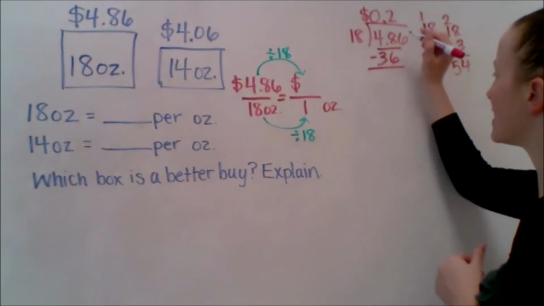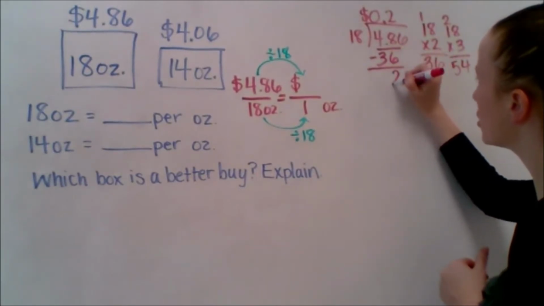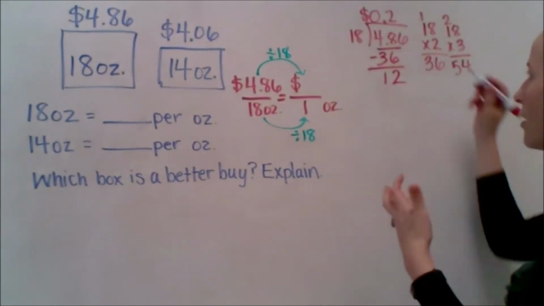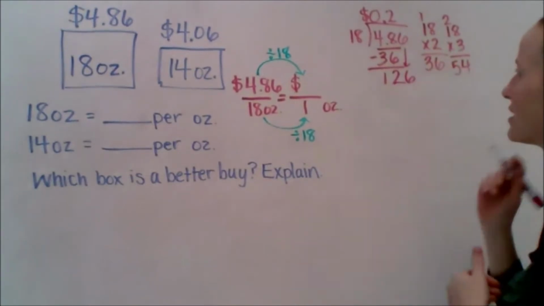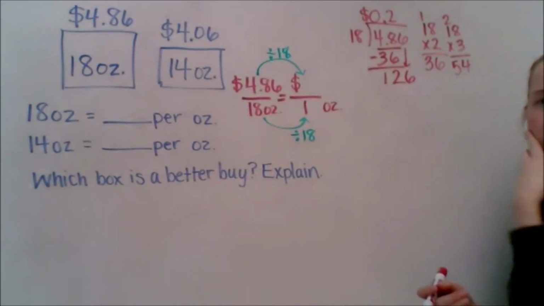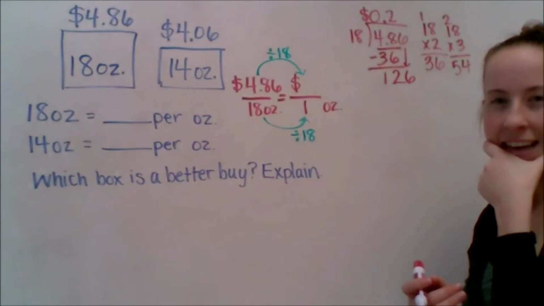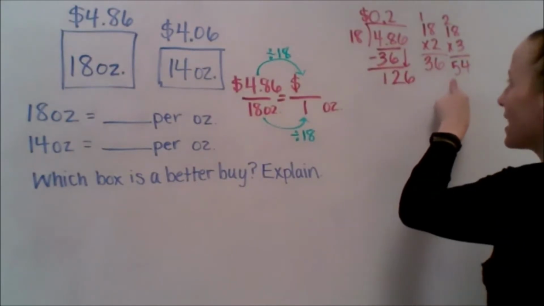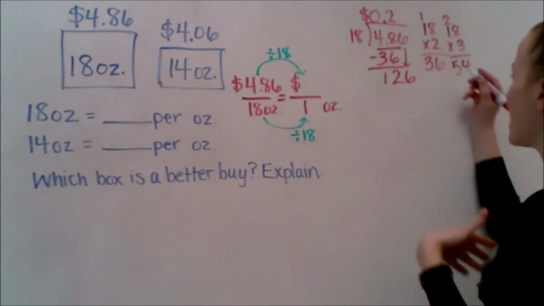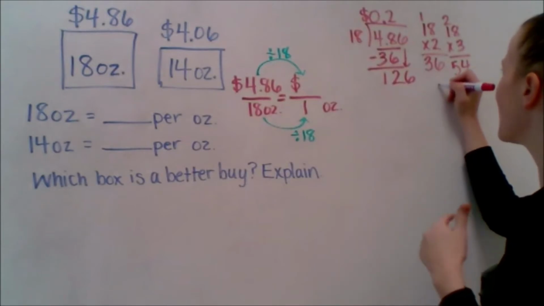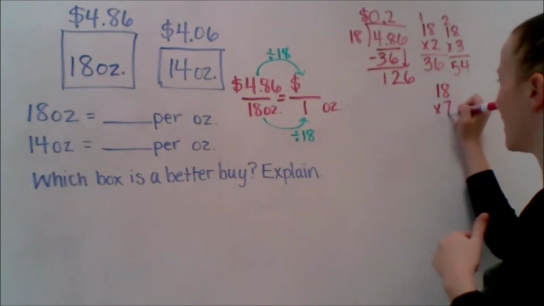Let's subtract and see how close we got. 8 minus 6 is 2. 4 minus 3 is 1. We were 12 off. Let's bring down our 6. How many 18s go into 126? So let's see, this got me to 54. Let's try 6 or 7. I'm thinking 7, 18 times 7.